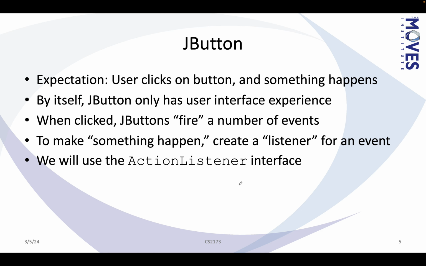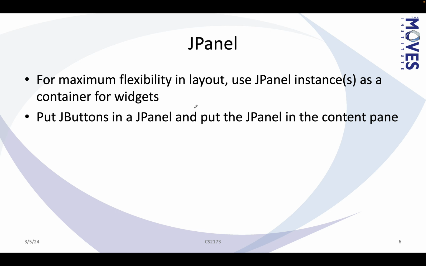So anyway. Okay, so the expectation when you click a button is that something is supposed to happen. And as we've seen, by itself, the JButton has that experience. You click on it, it flashes a little bit. When it's clicked, JButtons actually fire a number of different events. They don't fire window events. One of the main events they fire is called an action event, and we can use something called an action listener to listen to that.